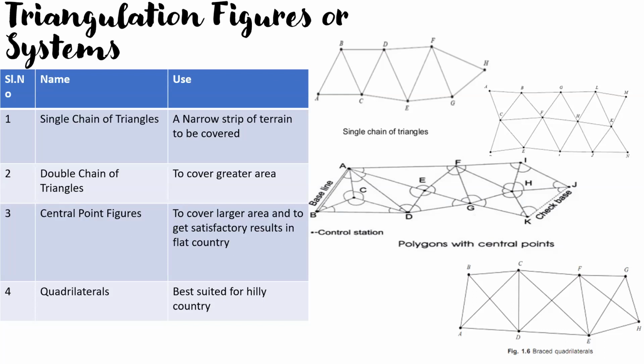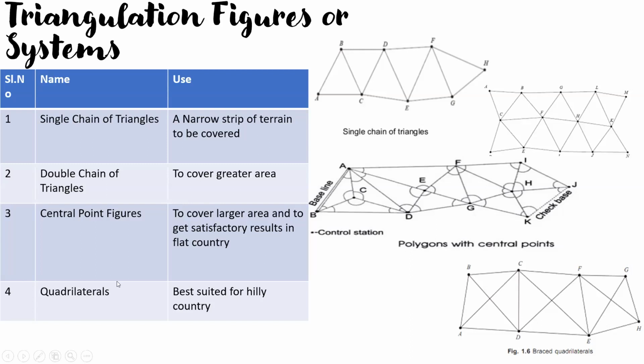Coming to double chain of triangles, it is used to cover a greater area. Coming to central point figures or centered figures, they are used to cover an area and give very satisfactory results in flat country. The centered figures may be quadrilaterals, pentagons, triangles, or hexagons with central stations. That is clearly shown here in this sketch. A, B, C, D forms a triangle. A, D, F, G forms a quadrilateral with E as the central figure. G, H, I, J, K and F forms a pentagon with H as its central figure.